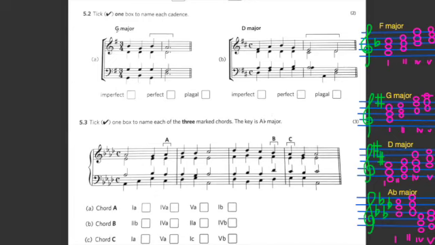Thankfully, they do give you the key, G major here and D major. So you can quickly jot down a chord plan like I have done over here, 1 in G and 1 in D.